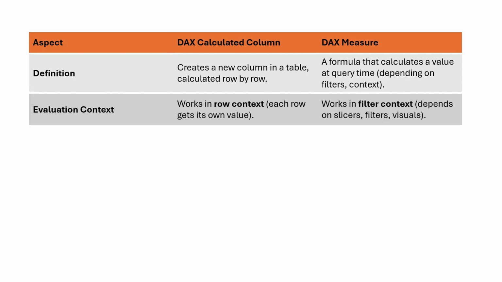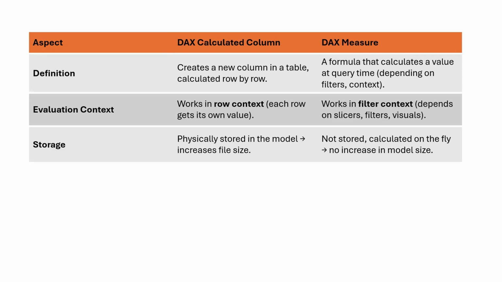Evaluation context. So as we said, DAX columns work in the row context. That means each calculation works on each row separately, whereas measures work in the filter context. So the results that you see of measures would differ based on the different slicers and filters and other fields used in the visuals.